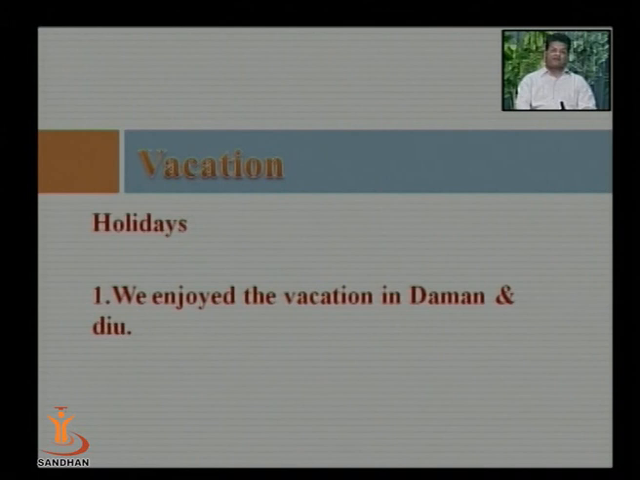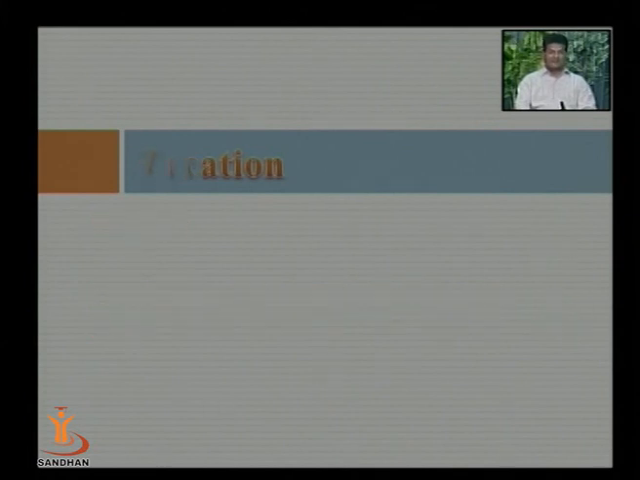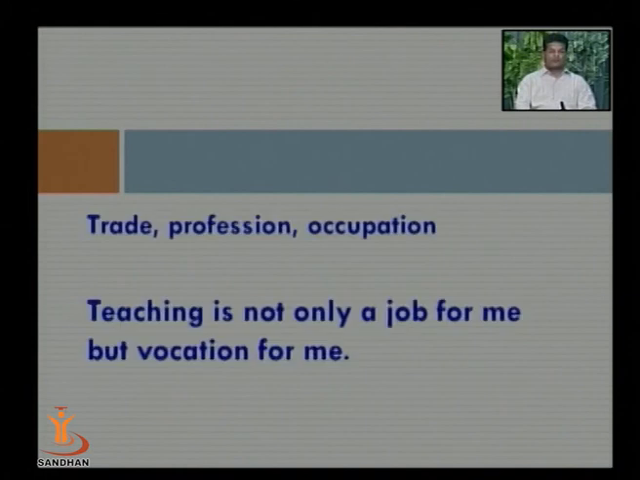Now vacation you are familiar with, my dear friends. Holidays. I enjoyed the vacation in Daman and Diu. But the other word of the same pair is vocation. And vocation means trade or profession or occupation. Teaching is not only a job for me, but a vocation for me. It's not only a profession. It's a very sacred kind of profession.